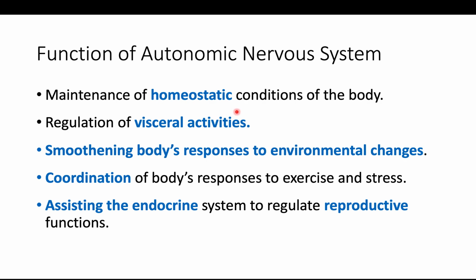I did mention to you so many times that this autonomic nervous system functions for the homeostatic process, for the visceral, to regulate the activity of the visceral organs, and then to smooth your body response to the environmental changes. For example, let's say you're walking in the garden and suddenly you're being chased by a dog. Are you going to prepare so that you can run? You are automatically going to run when you're being chased. So why? Because it is under the autonomic response.